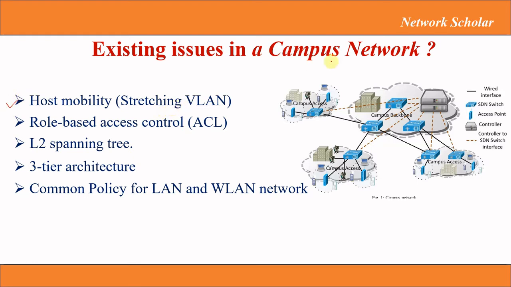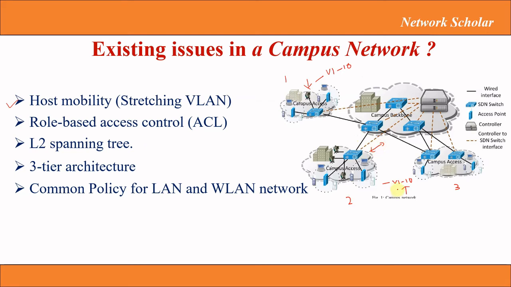What does it mean? Let's say this is our first building, this is our second building, and this is our third building. If a user who is sitting here would like to move to the second building, and this user is in VLAN 10, and this VLAN does not exist in this campus network, then we have to create an additional VLAN 10 here and put this user under this VLAN. This is the first task. The second task, we should allow this VLAN over the trunk link.